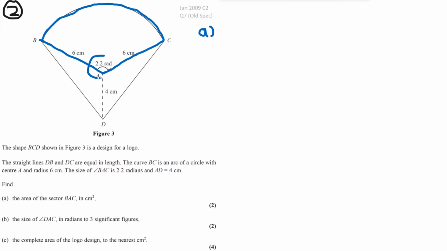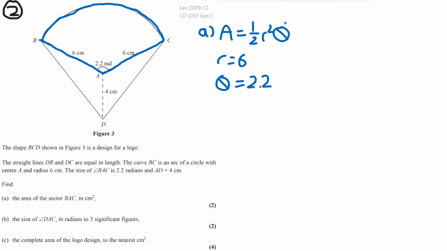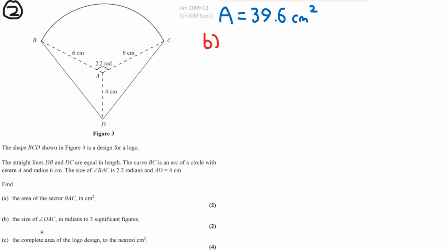So we need to find the area of this sector, which is really simple because we can see that the radius is equal to 6 and we have this angle here. So we use the formula for the area of a sector. Area is equal to half r squared theta, with r equal to 6 and theta equal to this angle here between the two radii, which is 2.2 radians. And theta is in radians, therefore you can use this formula. So therefore the area is equal to half times 6 squared times 2.2, which if you put into a calculator is equal to 39.6 centimeters squared.